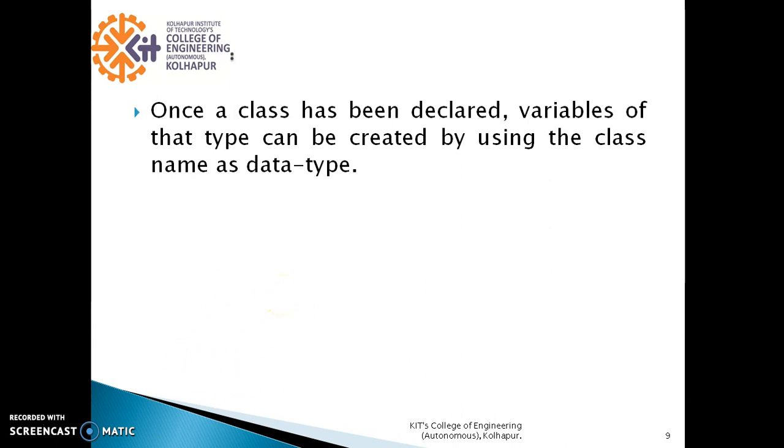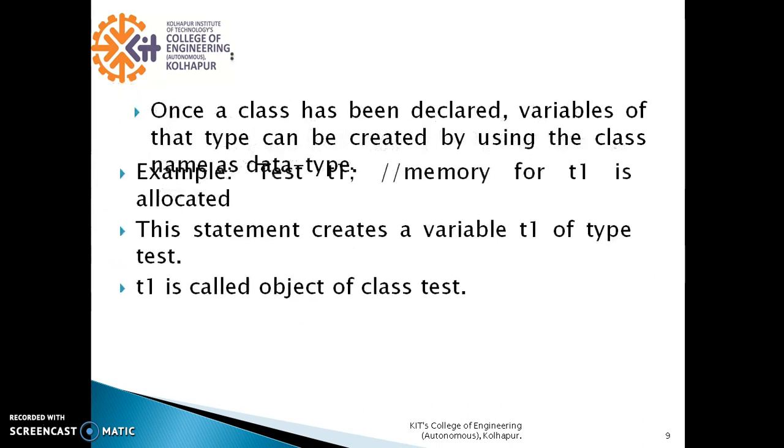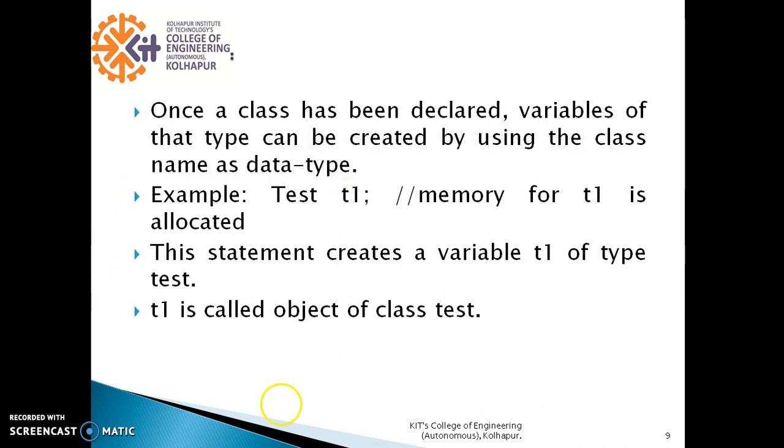Once a class has been declared, variables of that type can be created by using the class name as a data type. See, here in the example an object has been created, that is t1, and its data type, that is the class name, is test.